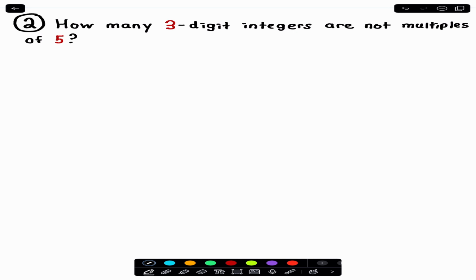So this just goes back to the multiplication principle. I won't go over this in too much depth. You should already know this, but basically we have 9 choices for the first digit, 10 choices for the second, and 10 choices for the third, which means overall we have 900 3-digit integers.